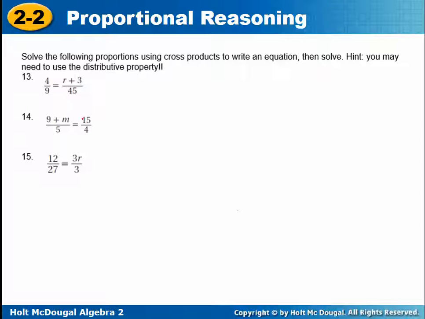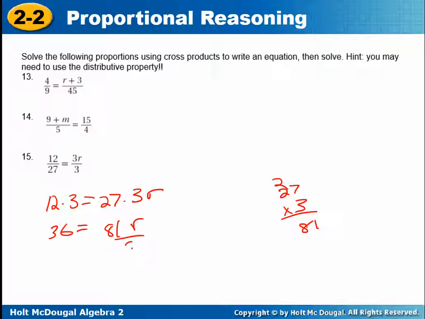Now these are at the end of your worksheet. I added 3 problems where you'll be using this to solve. And note that 15 is a little different. In 15, you don't have to use the distributive property. You'll just write that the cross products are equal. So 12 times 3 is equal to 27 times 3r. There's no distributive property in this one. You'll just take 27 times 3 and then write the r after it.